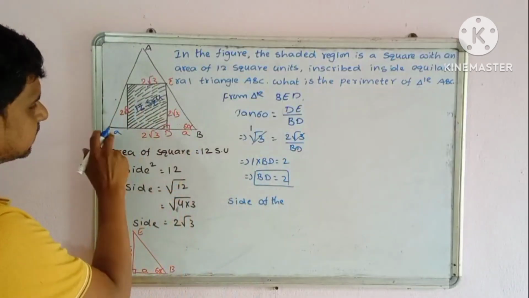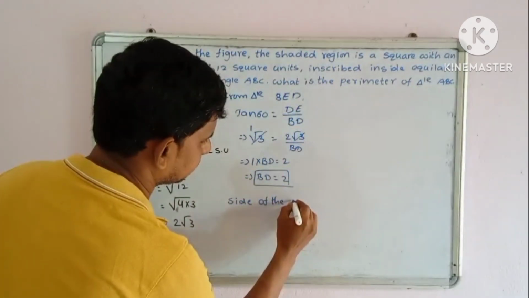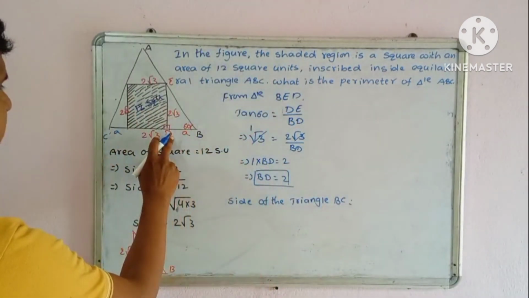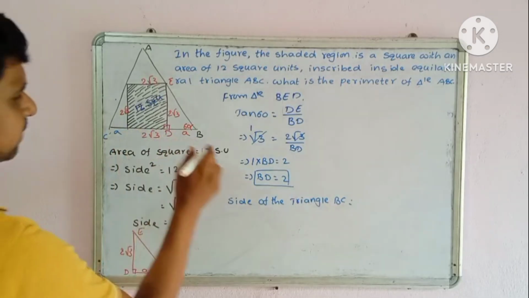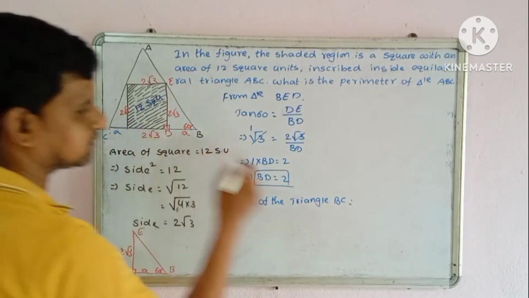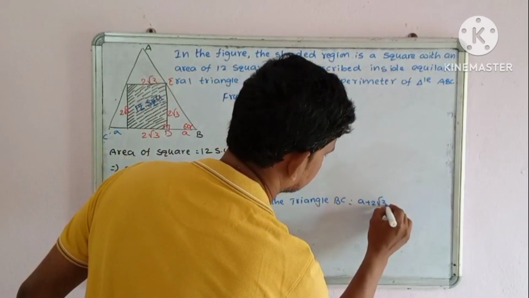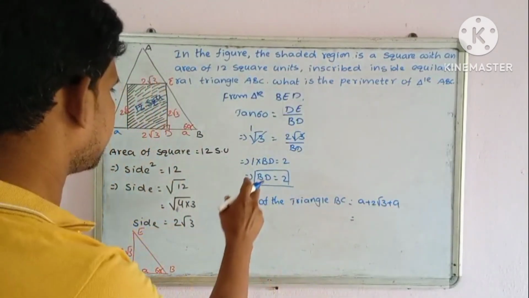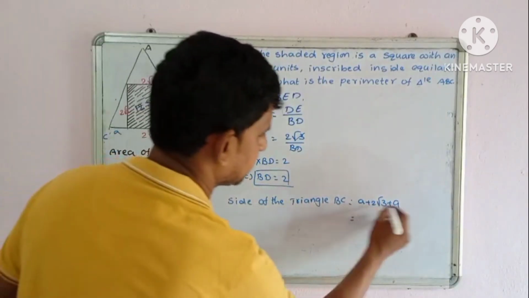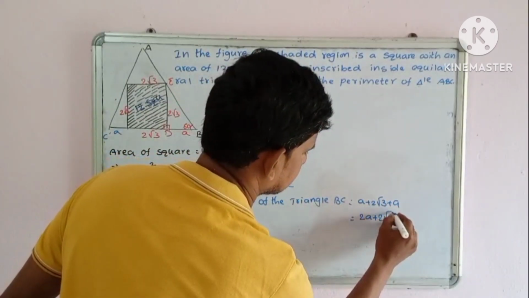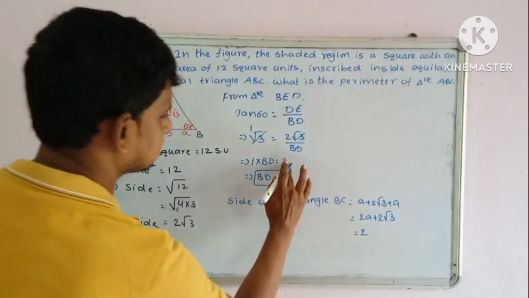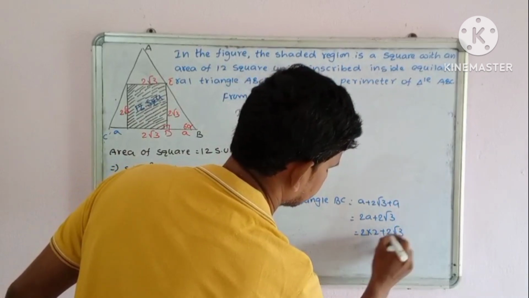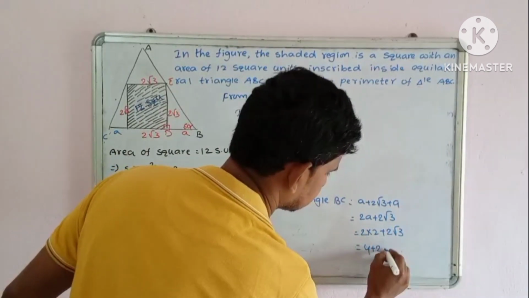Now the side of the triangle, BC, equals BD plus the square side 2 root 3 plus A. A value is BD, and BD is nothing but A. So A plus A is 2A, plus 2 root 3. So 2 times 2 plus 2 root 3. 2 times 2 is 4. So BC is 4 plus 2 root 3.